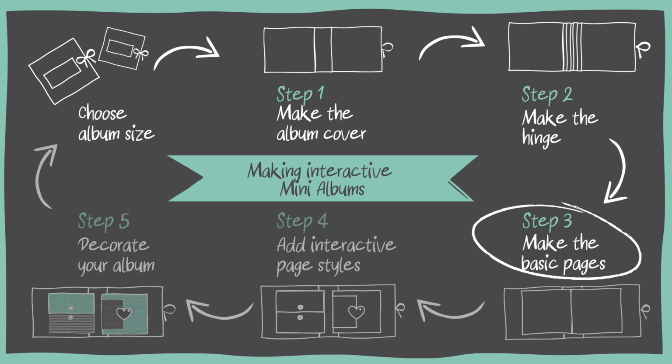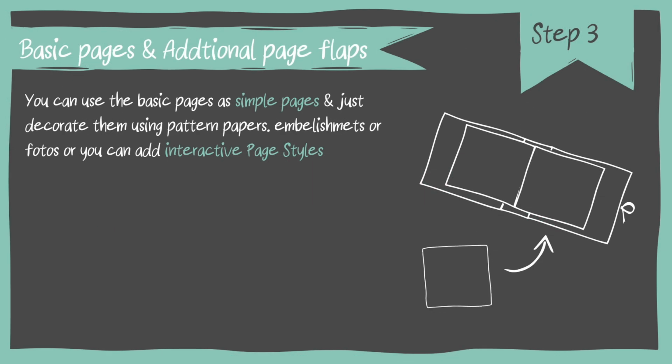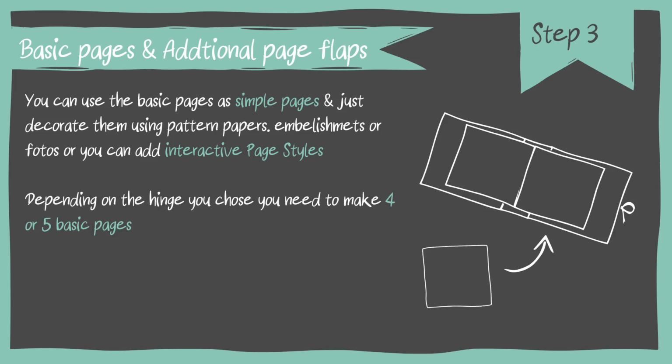So after you've finished making the album cover as well as the hinge for the album, you can continue by making the basic pages. And as I said, if you want to, you can also make some additional page flaps, which you then later add to the basic pages. And basic pages are just the base for the interactive page style. So you first need to make the basic pages, which you can attach to the hinge of an album, and then the interactive elements, which are parts of the 50 different page styles, will be added onto the basic pages.